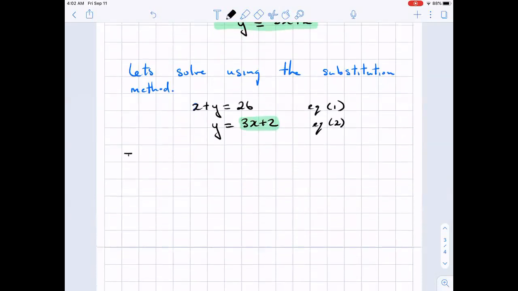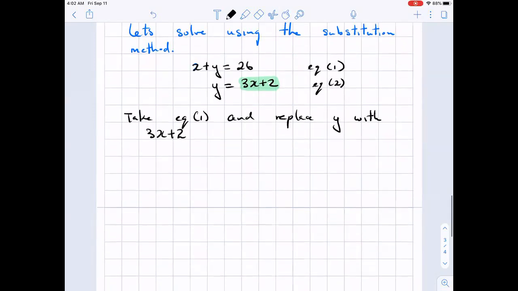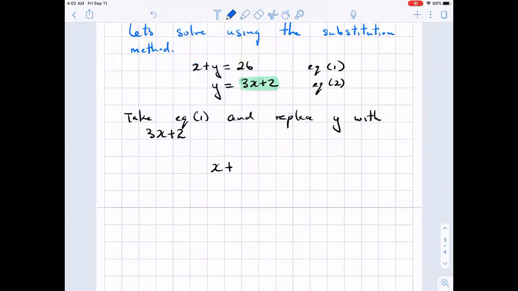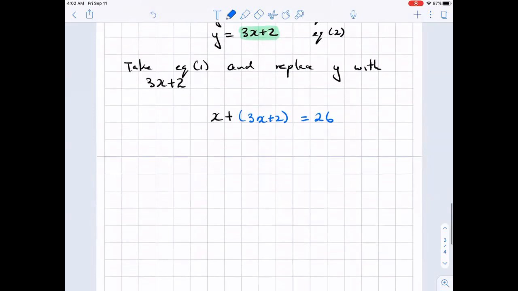So take equation 1 and replace y with 3x plus 2. And if we do that, we have x plus, instead of y, we'll have 3x plus 2 equals 26.